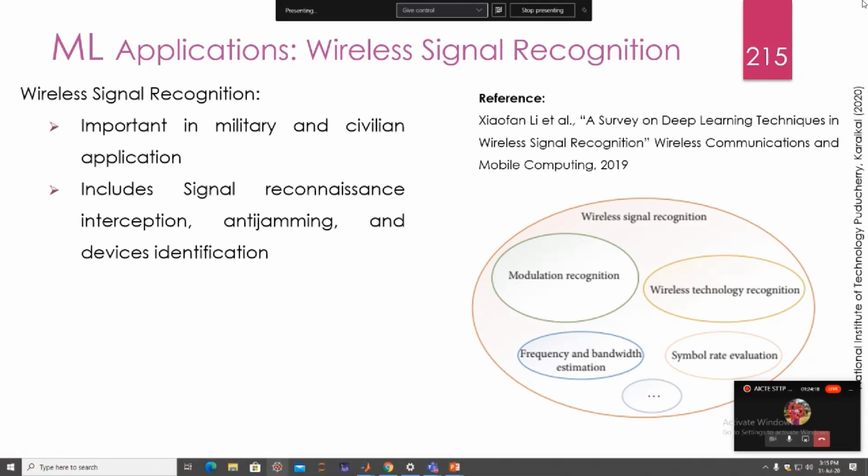In this case, the deep learning technique is used for signal recognition. So wireless signal recognition is used for modulation recognition, wireless technology recognition, frequency and bandwidth estimation, symbol rate evaluation, etc. And you can see this in a paper published in Wireless Communications and Mobile Computing in 2019, on how wireless signal recognition is used in conjunction with machine learning to improve performance.